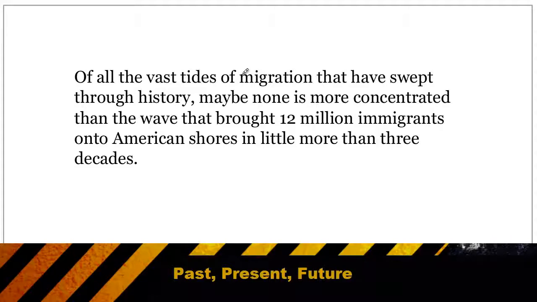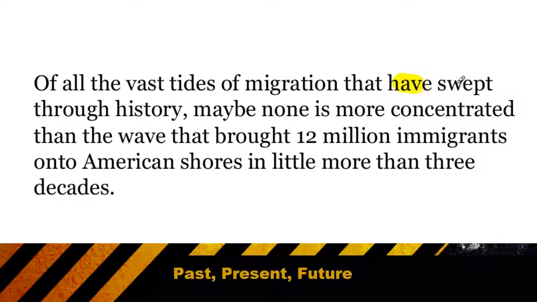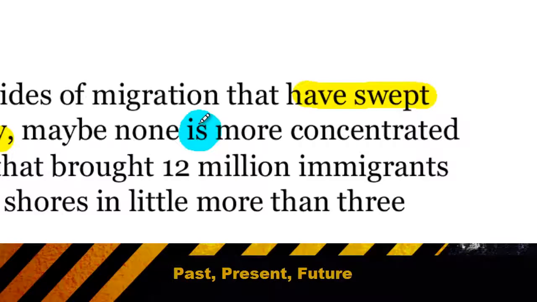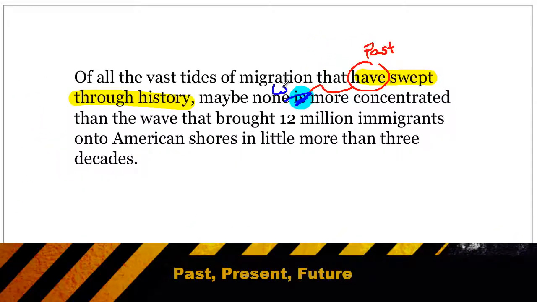So in this case, the sentence talks about the migrations that have swept through history. So they're establishing that what we're talking about occurred in the past. Consequently, all of the verbs that also occur in this topic need to be in the past tense. So when it says "none is more concentrated," "is" is present tense, and it's not consistent with the "have," which is past tense. So the simple fix is to change the "is" into a "was." And now all of my verbs are consistent.